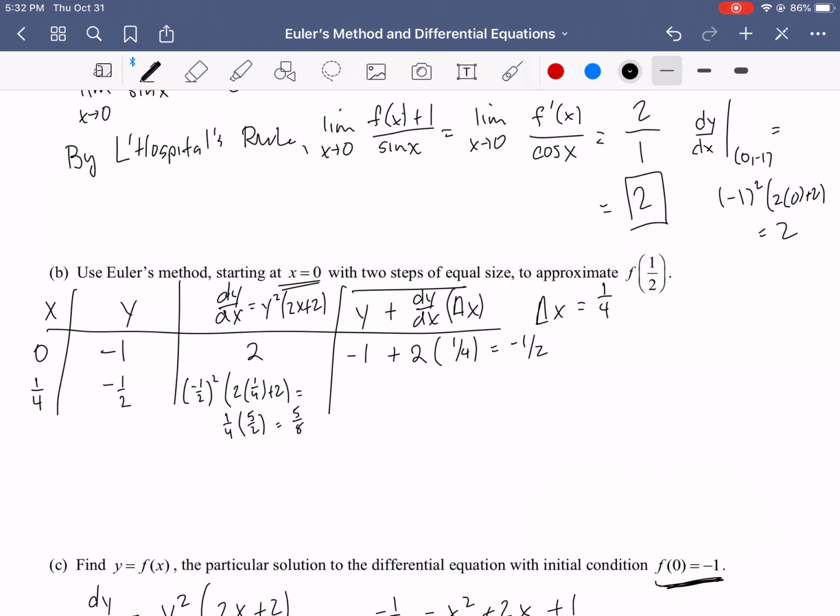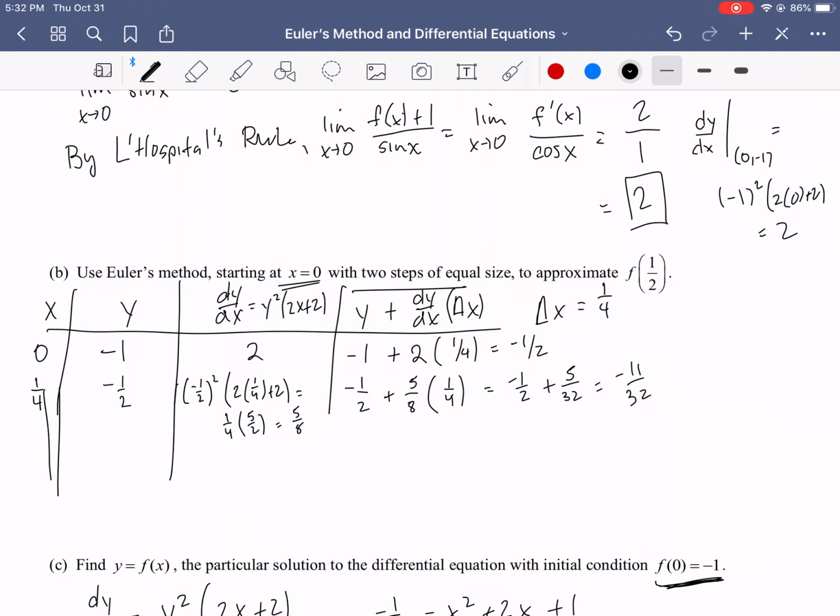And so now in my last column, the current y-coordinate is negative 1/2 plus my slope of 5/8 multiplied by my delta x, which is 1/4. And so this will be negative 1/2 plus 5 over 32. And so that ends up being negative 11 over 32. Now, since this is free response, obviously you don't have to do all of that arithmetic, but I'm just doing it here basically to check my answer.